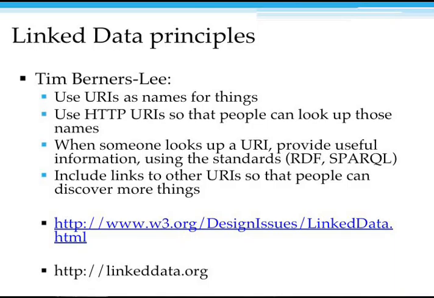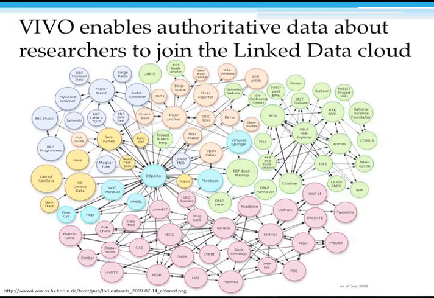We use standards, RDF and SPARQL, to exchange information, and we include links to other URIs so that people can discover more things. So VIVO as a system at an institution enables authoritative data about faculty and researchers to become part of this overall cloud of linked data applications. And it's growing pretty regularly.